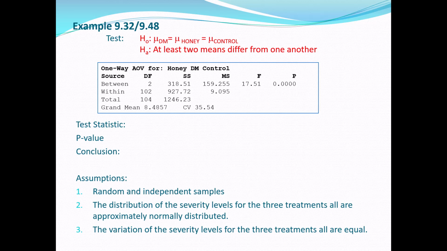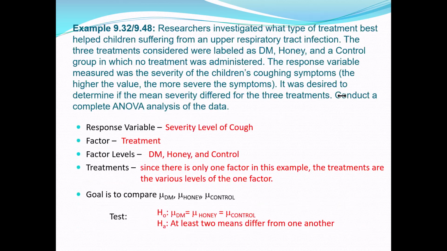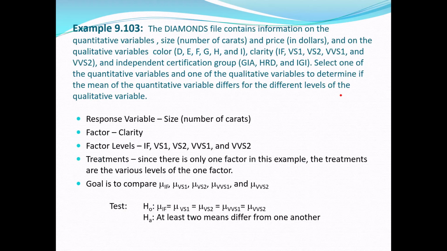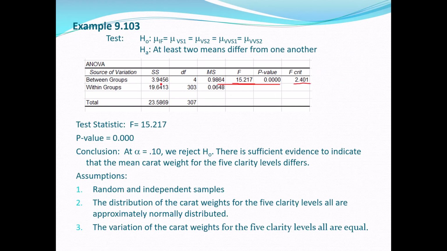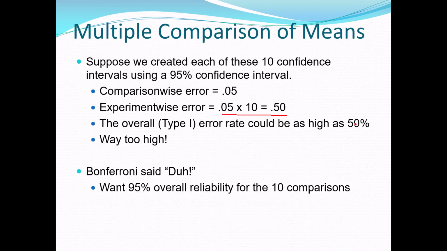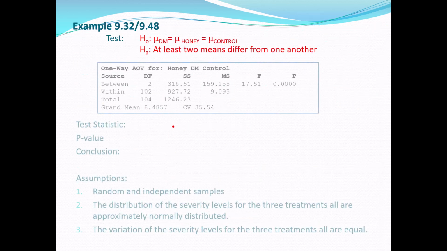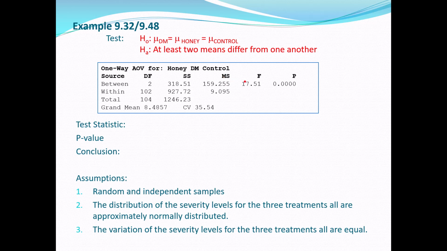Let me go back and see if I can find that. Sorry about that. There we go. You got sums of squares, degrees of freedom, mean square, F, and p-value. Now let's go back forward. The next page. There we go. Sums of squares, degrees of freedom, mean square, F, p-value.